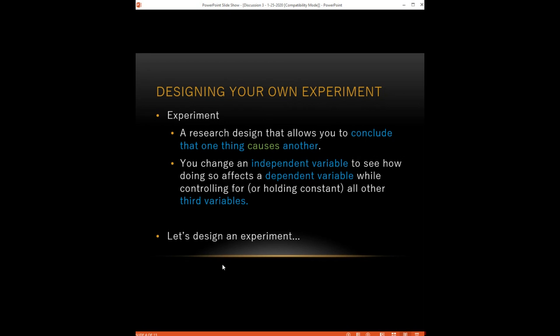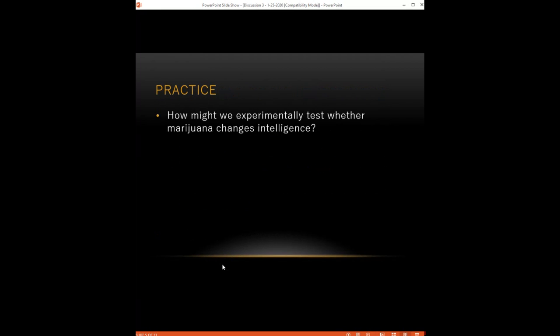But let's practice this a little bit. I want to linger here because you'll have to do this yourself. So I have a few examples here for you. Here's one question we might want to experimentally test. You might think that marijuana use, using marijuana, smoking weed, is associated with a person's intelligence.